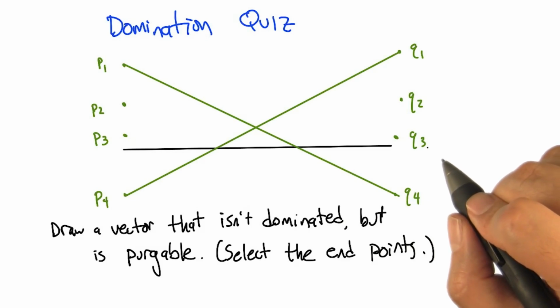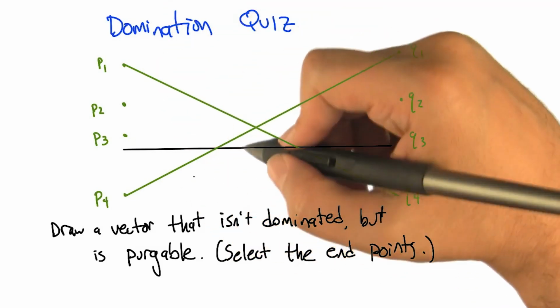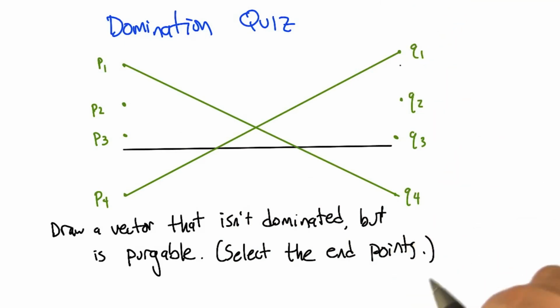So it needs to be a vector that's not dominated by either of these vectors, but doesn't actually come up above the max of these vectors. Okay. I think I can do that. Cool. This will just help you think about these kinds of linear functions.